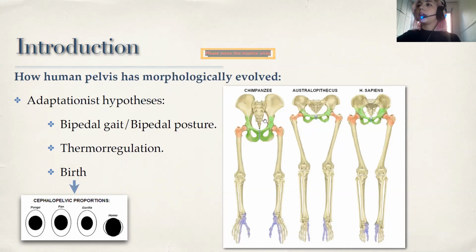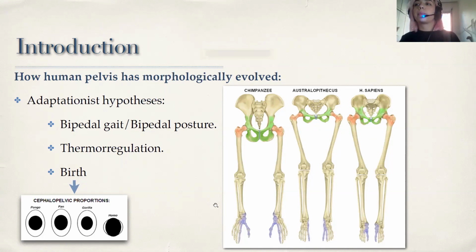This image on the right shows these morphological changes highlighted in blue, red, and green in a comparison between the lower limbs of a chimpanzee, an Australopithecus, and a modern human. But in the case of the pelvis, there are other factors that are supposed to have driven some morphological changes, like thermoregulation and birth. And birth is because, compared to other ape species, humans have a high cephalopelvic proportion, as this figure in black and white shows.